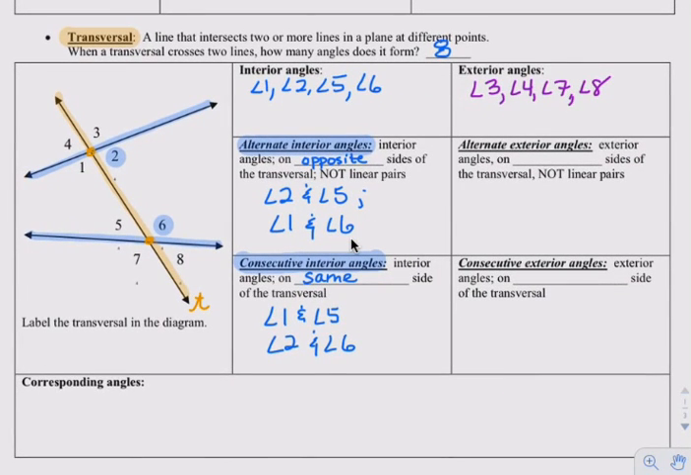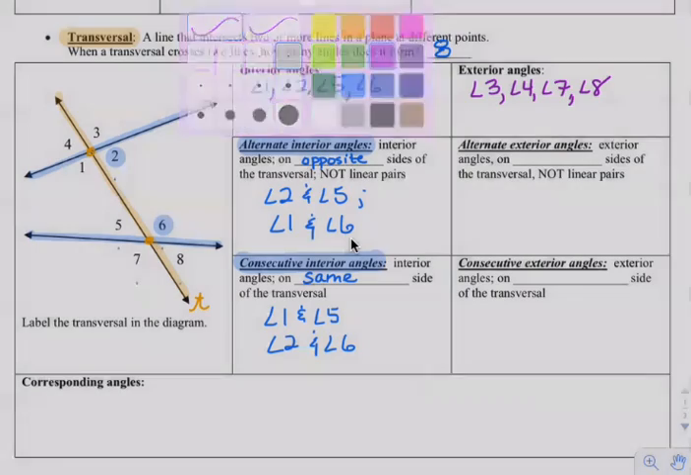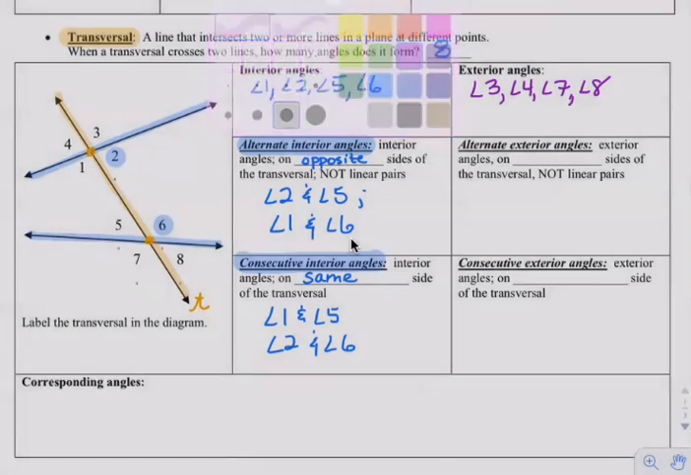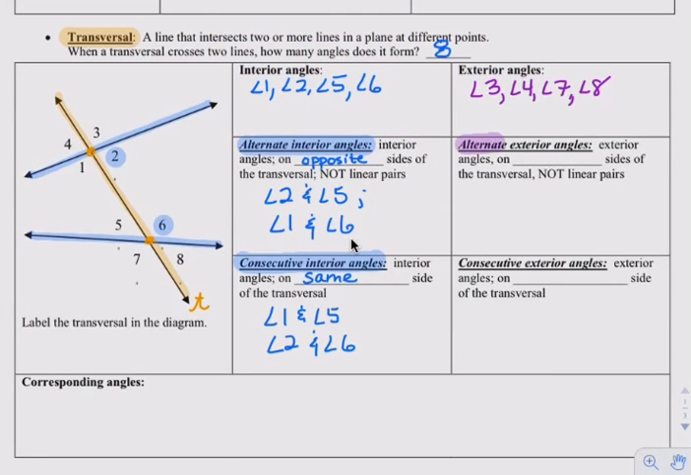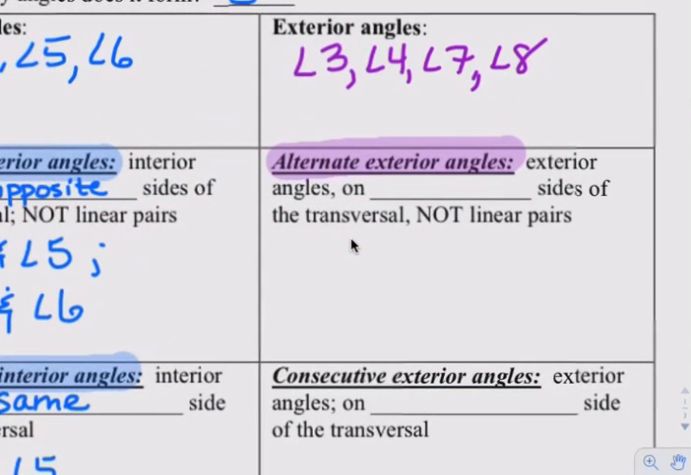Okay, now the other specified options here are for your exterior angles. Exterior angles again can be alternate. It's not alternating, it's alternate. Sometimes students want to call those alternating. Alternate exterior are going to be a pair of exterior angles that have to be on alternate sides of the transversal, so opposite sides of the transversal.